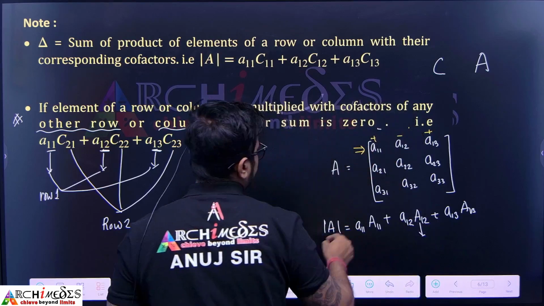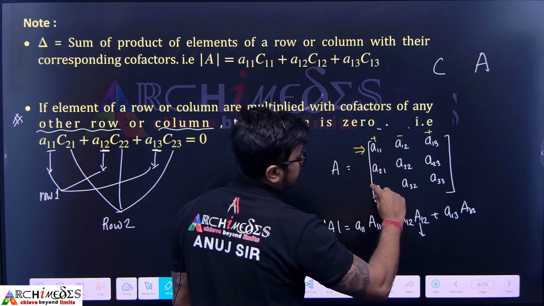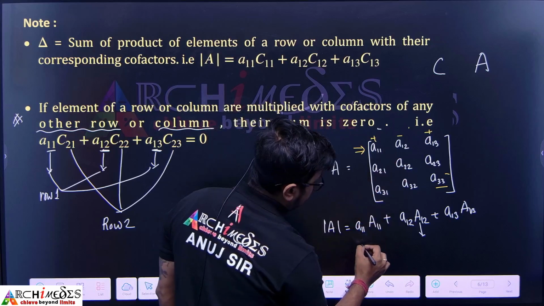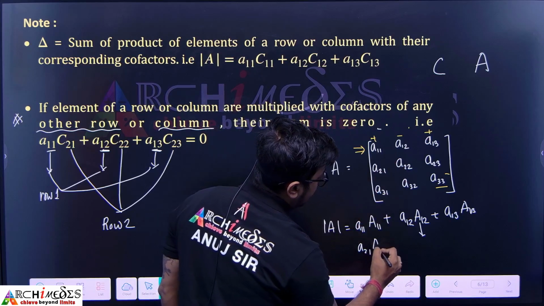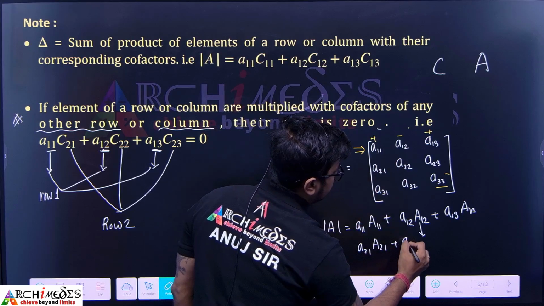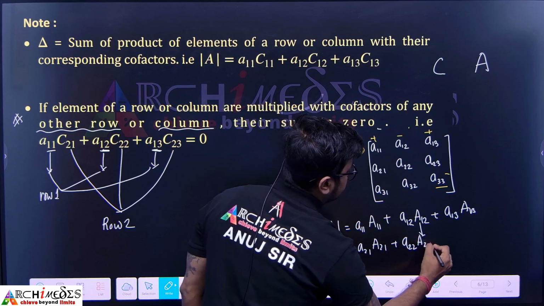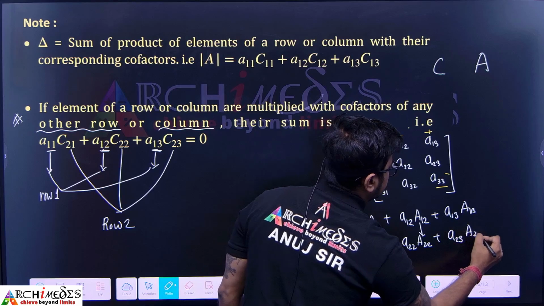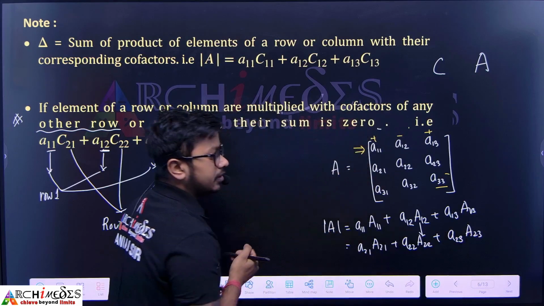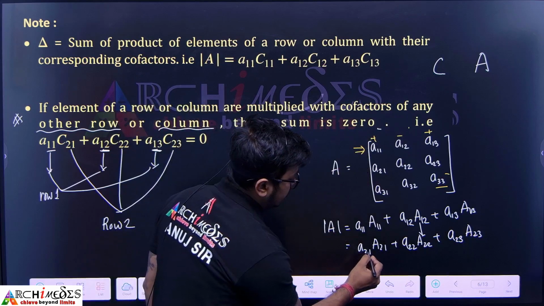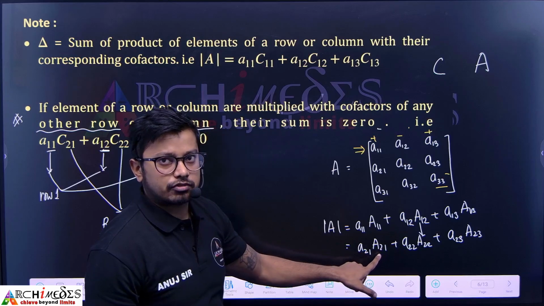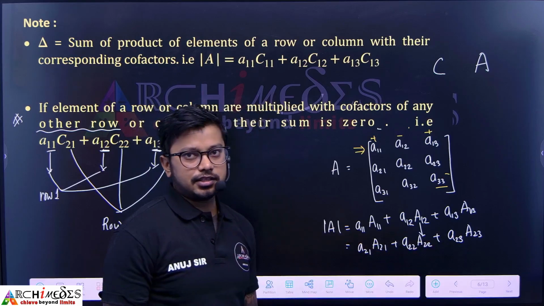Not only this, if we take this row, for example, the second row, what is the determinant value? You can write this also: A21 capital A21, A22 capital A22 plus A23 capital A23. This is also the determinant value. Here I am selecting the second row, and I am taking the cofactors of the second row as well. So then it is the determinant value.